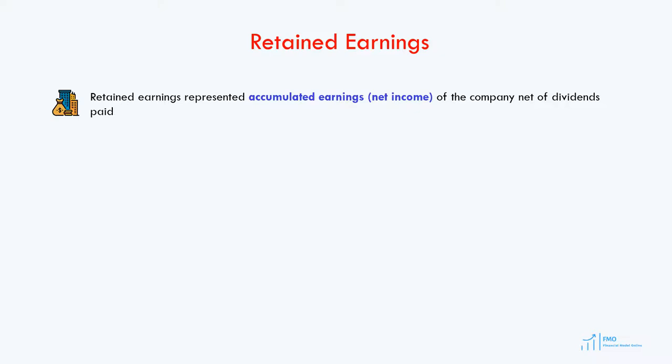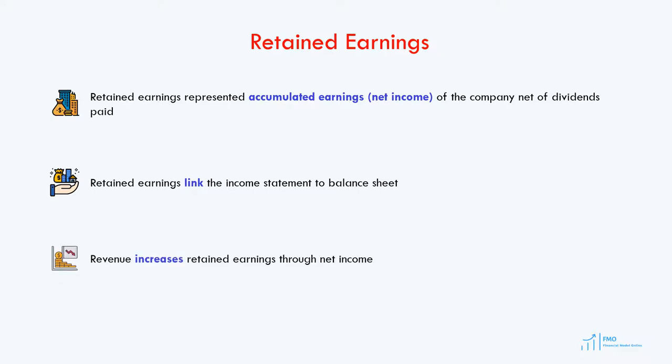Therefore, the accumulation of the net income, or earnings, will be an approximation of the internal funding that the company generates. Note that the retained earnings link the income statement to the balance sheet. That's because when the revenue of a company increases, it increases the retained earnings, and this happens via net income. Revenue increases net income, and net income increases retained earnings. The opposite is true for expenses. When expenses increase, they decrease retained earnings because they decrease net income. So there's a link between the income statement and the balance sheet, and that link is retained earnings.